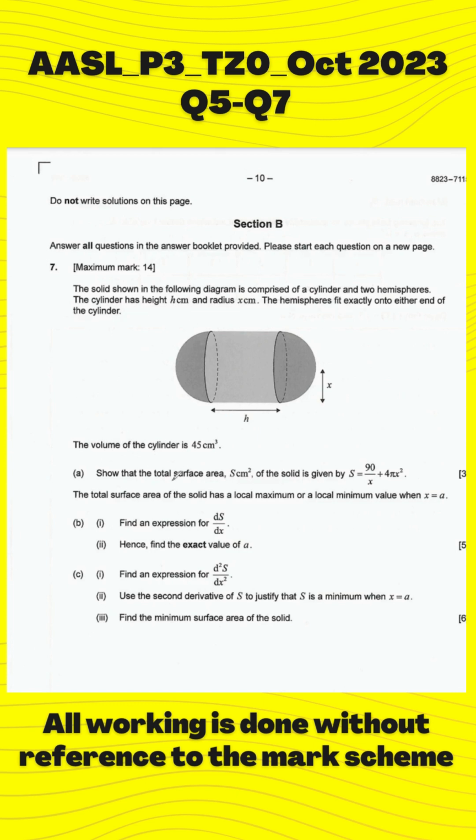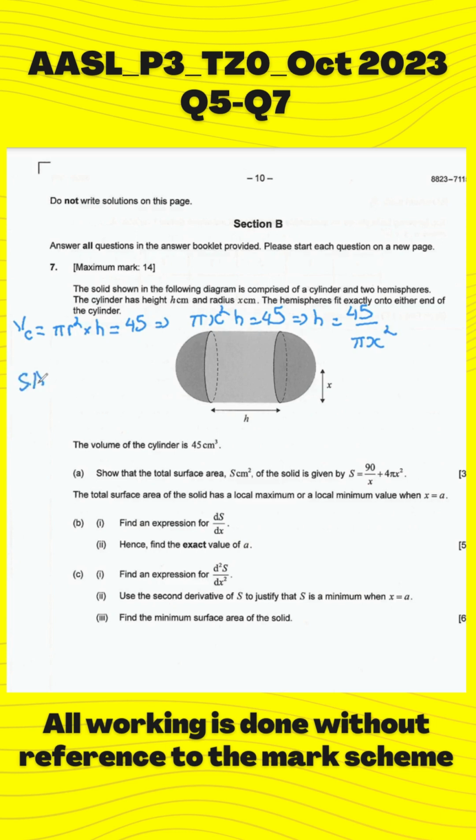Okay, they asked to find the total surface area, and given the volume of the cylinder is 45 and the radius of the cylinder is x, and it's also the radius of the sphere. So the volume of the cylinder will be pi r squared times h equal to 45. So we will have pi x squared h equals 45.